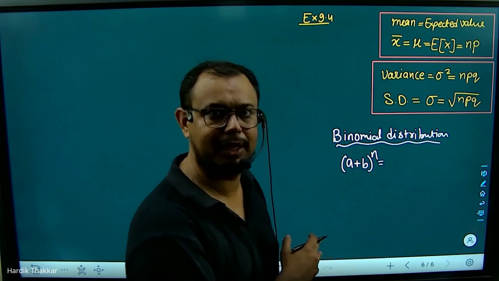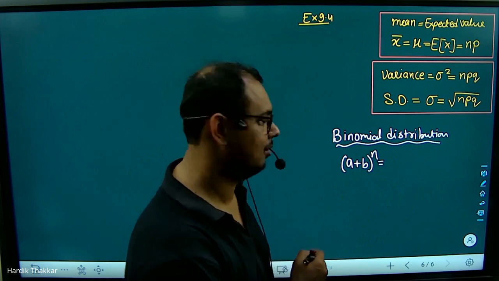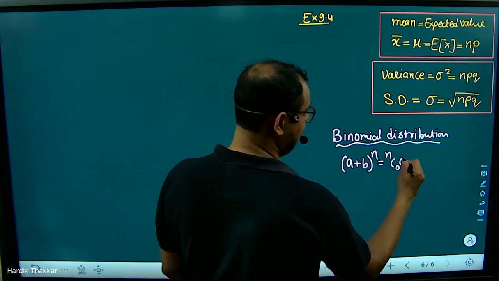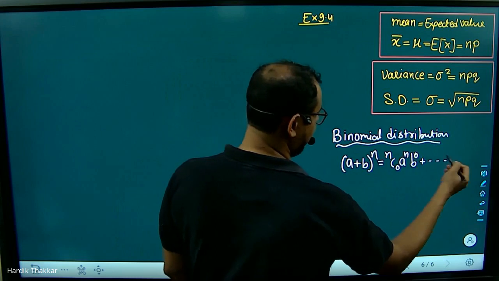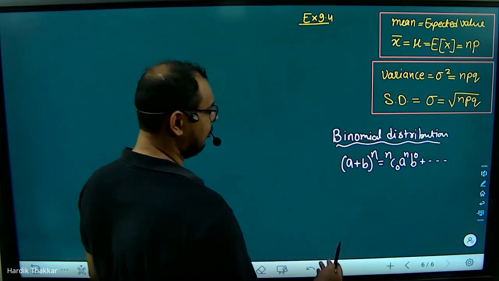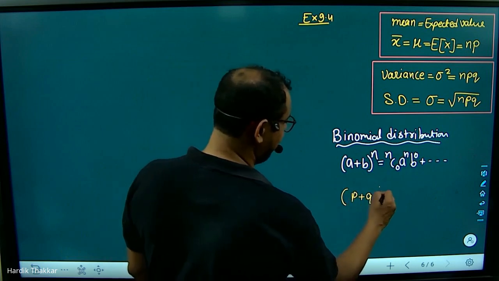Have you studied this in 11th? Sir, I think you told us once. Yes, it is nC0 a raised to power n b raised to power 0, like this. So we have a long expansion of this. So here the binomial expansion is like this: p plus q whole raised to power n.